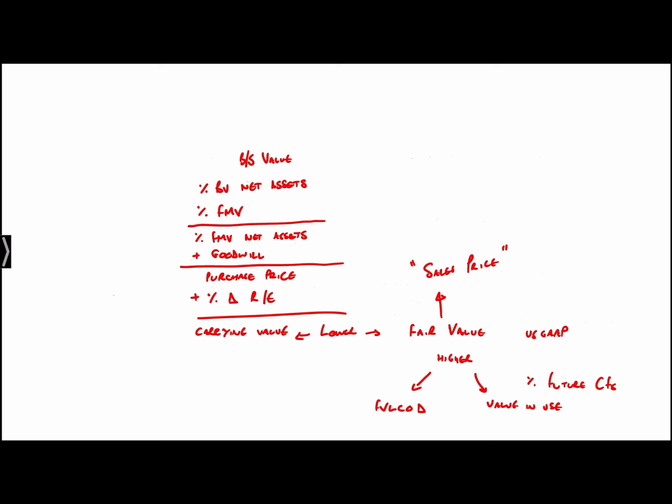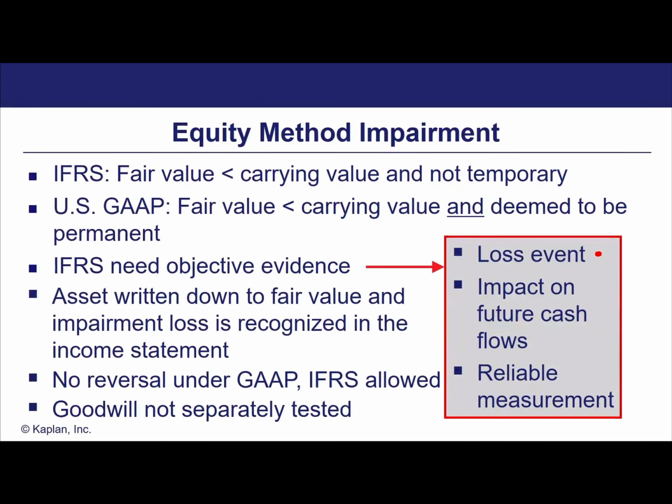Okay, let's return to our slides and make sure we can tick off all of the other elements on this. So as I mentioned, IFRS refers to it as being a decline where fair value is below balance sheet value, and we don't think it's temporary. It's not going to reverse in the foreseeable future. Okay, whereas US GAAP, very similar. In other words, fair value has declined below carrying value, but they use the word permanent.